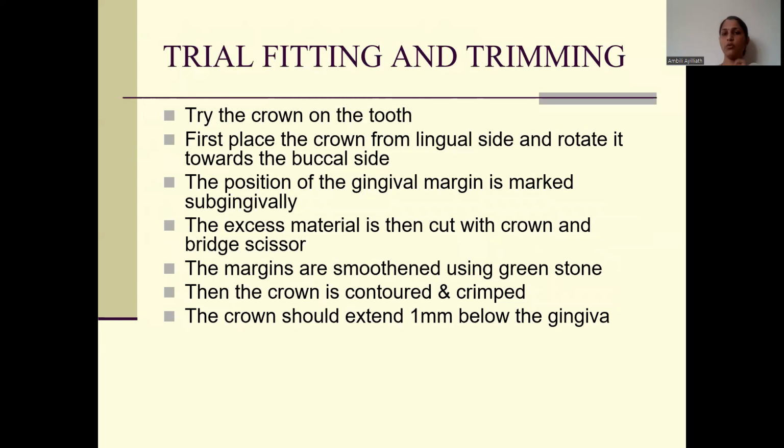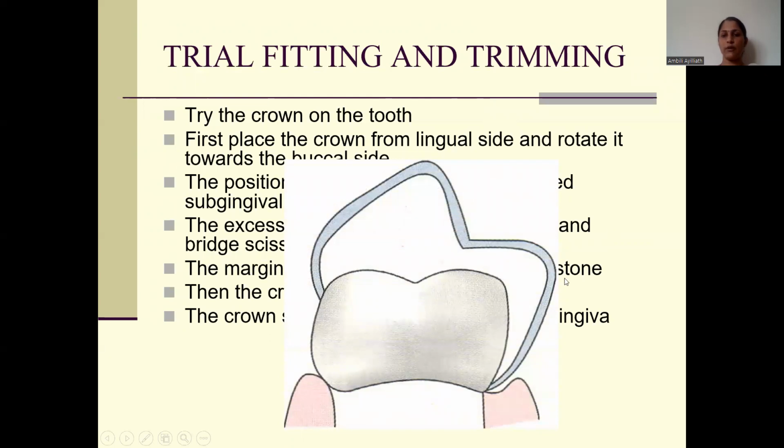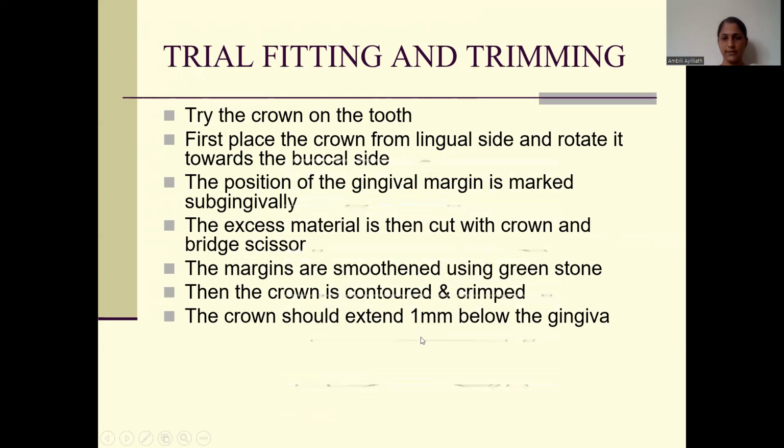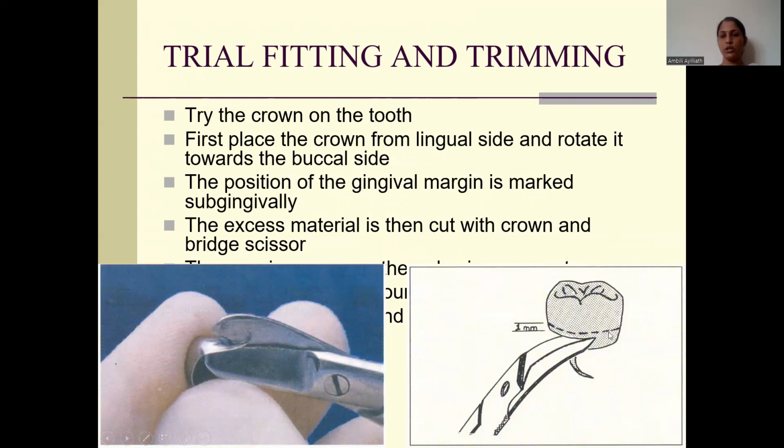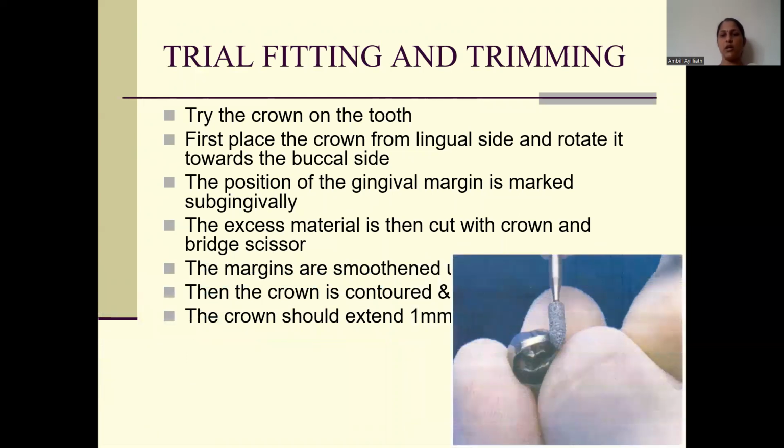So we have to try the crown on the tooth. Normally we place it on the lingual side and then slide it over the buccal side. Once the crown is seated, we mark it with an ultrasonic scaler or a marking pencil. Then we remove the excess crown with the crown cutting scissors, so that only 1 mm extends into the gingival sulcus. And once it is done, we go for finishing and polishing.